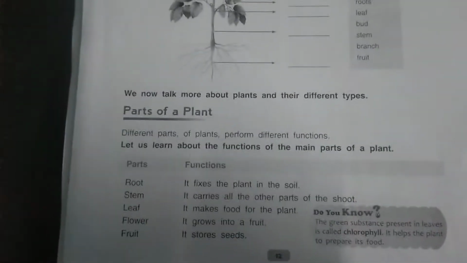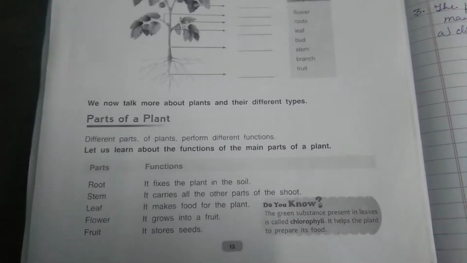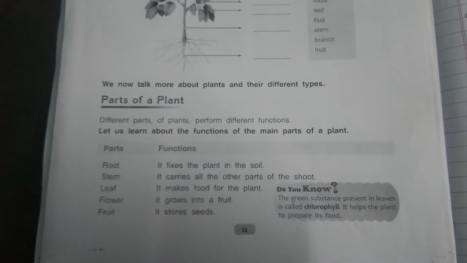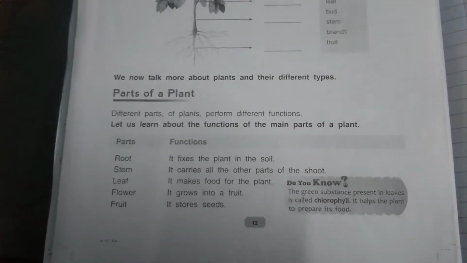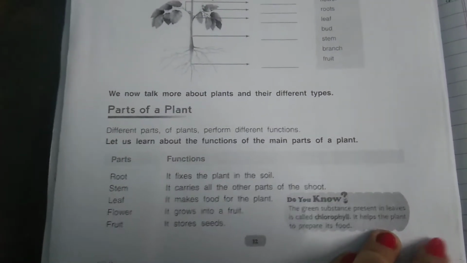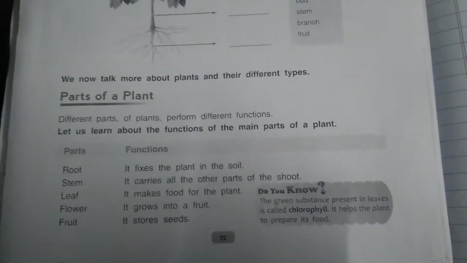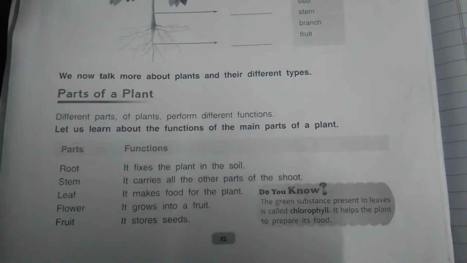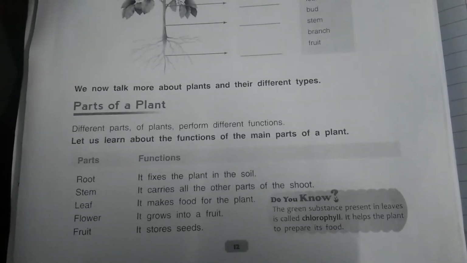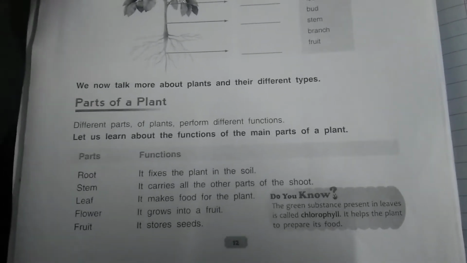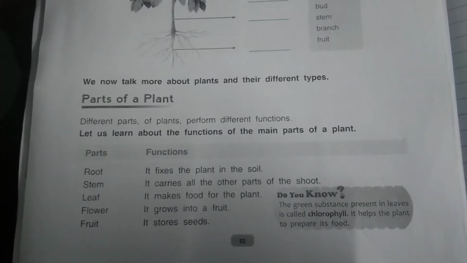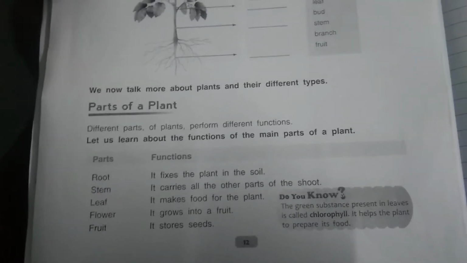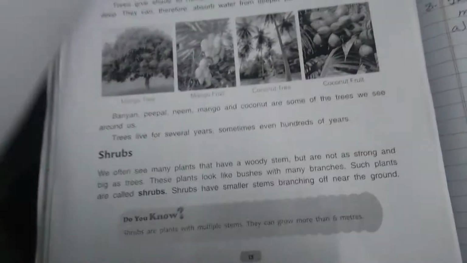We have already completed our chapter 2, Plants Around Us, in which we have studied about different parts of a plant and its functions. We have studied about roots, stem, leaf, flower and fruits along with its functions in our previous videos. Along with that, we have studied about the green colored substance present in our plants, that is chlorophyll, which gives green color to the plants. Along with it, we have studied about photosynthesis, that is the making of the food by the plants.